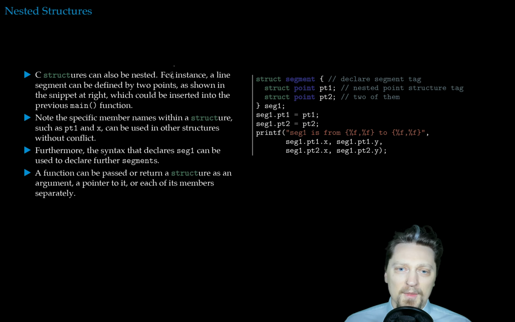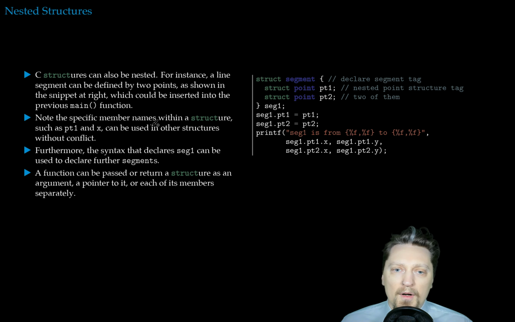C structures can also be nested. For instance, a line segment can be defined by 2 points. We defined what a point was. Now we'll define what a line is, as shown in the snippet at right. So a segment is going to be defined by 2 points, pt1 and pt2. And we're declaring seg1 to be such a struct.